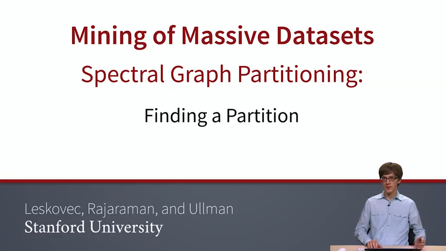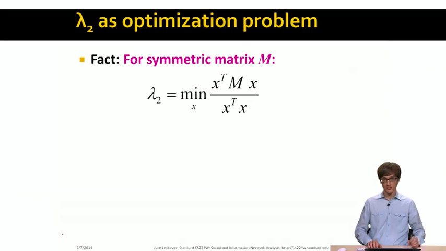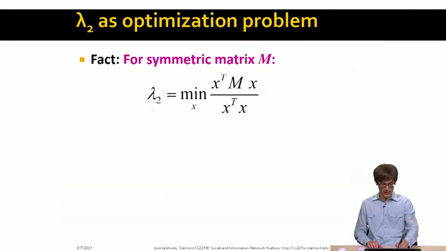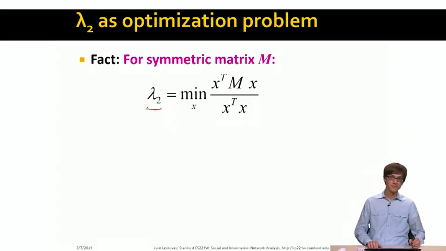The way we will do this is by thinking about what the eigenvalues and eigenvectors of this graph Laplacian matrix mean. The important fact that we'll be using, and I will just state this fact without proving it, is that if I think about the value of the second smallest eigenvalue, then one can show that the second smallest eigenvalue is simply a solution to the following problem.